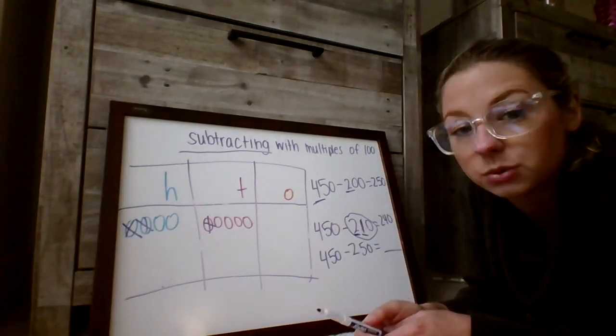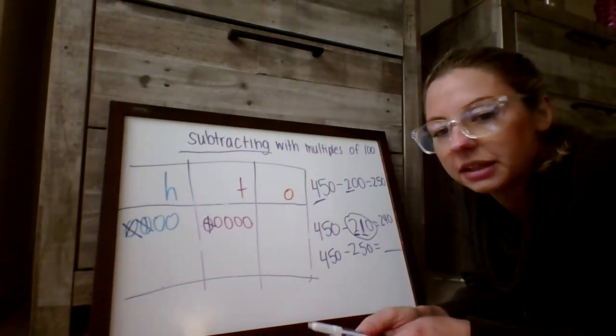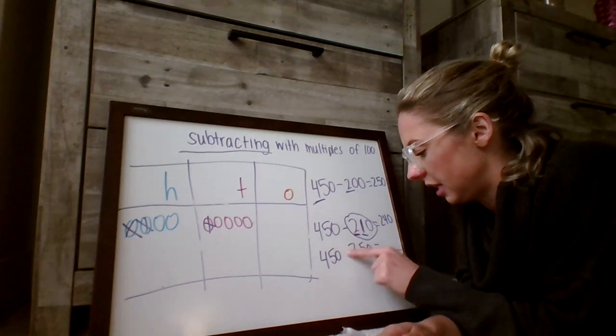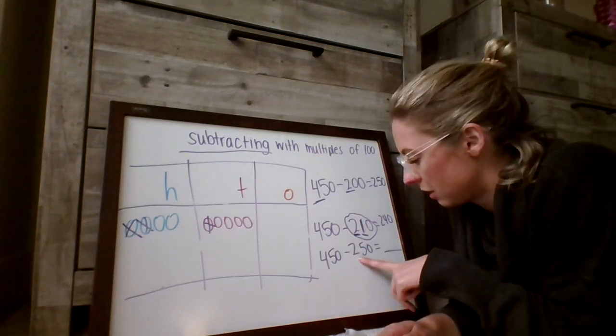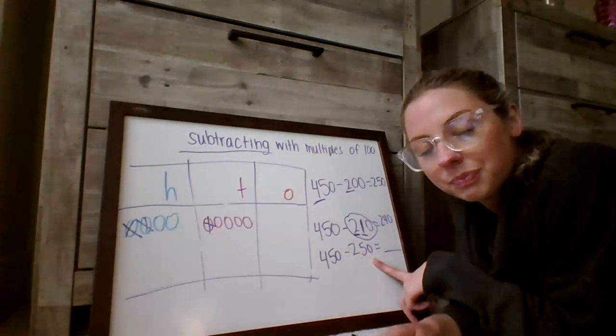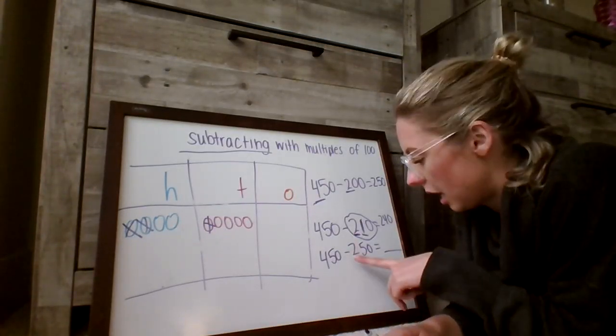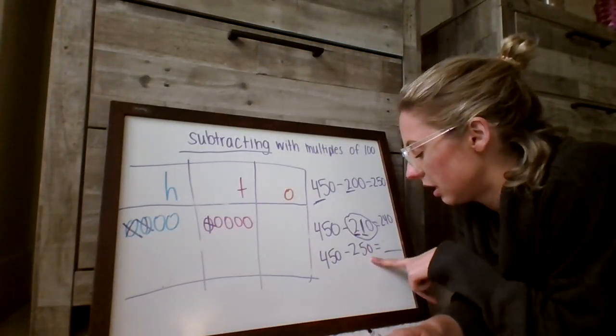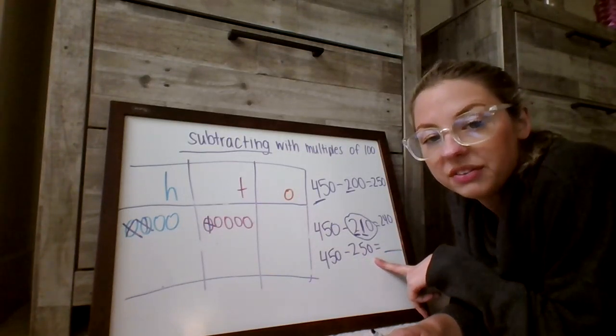Okay, they're going to get harder as we go on, okay? All right, the next problem says 450 minus 250. What do you hear right away? I heard we're taking away 200 as well as 5 tens, so for the 50.